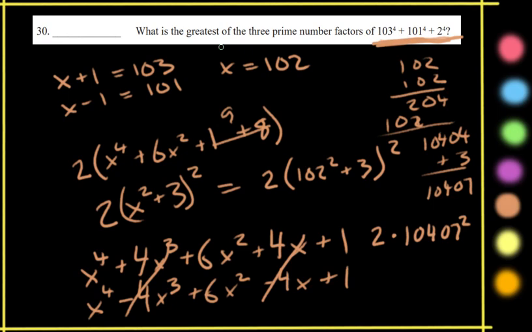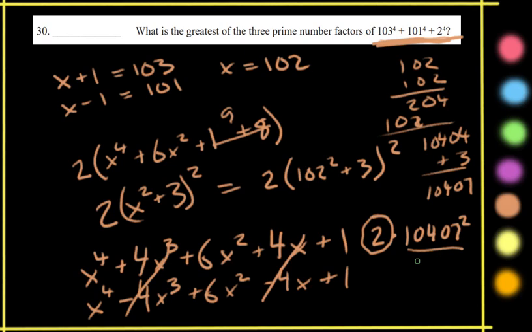And now we just need to find the greatest of the 3 prime factors of this. One of the prime factors is going to be 2. And it says there are only 3 prime factors, which means that this 10407 has got to have its prime factorization have only 2 primes. So if we can figure out what those 2 primes are, we can just put the bigger one here. So what is this divisible by? If we add the digits, 5 plus 7, oh, it's 12, so it's divisible by 3.